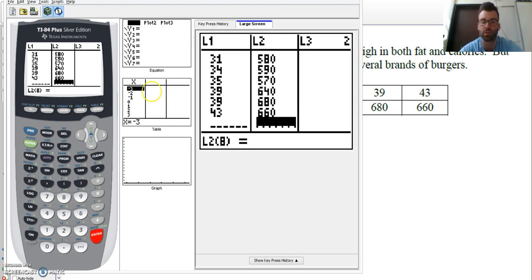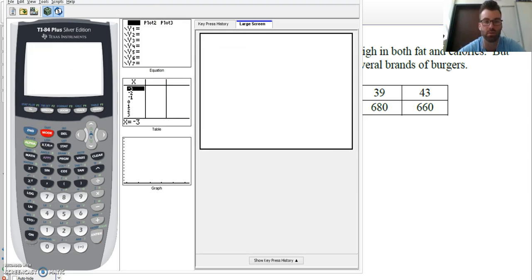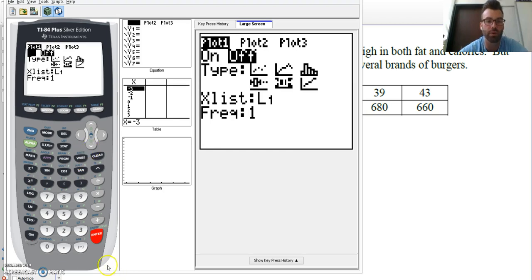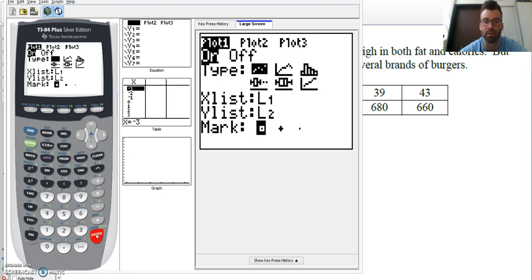To get out of this, I press second mode, which is quit. To create a scatter plot for my data, there is a stat plot button right above the Y equals button. So I'm going to press second stat Y equals. Right now my plot one is off, so I'll press enter to turn that plot one on. For a scatter plot, that is these dots. The dots represent our scatter plot, so I'll press enter if it's not already selected.